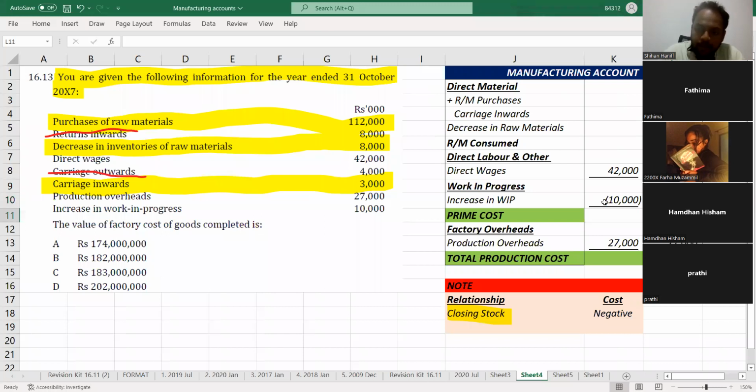So the prime cost is 155. Prime cost is 155 and the total production cost is 182. 182, yes. Now let's move on to an A-level question.